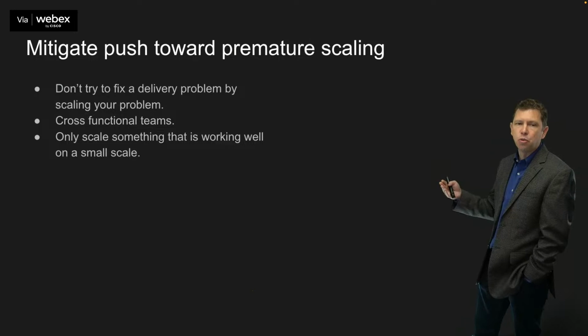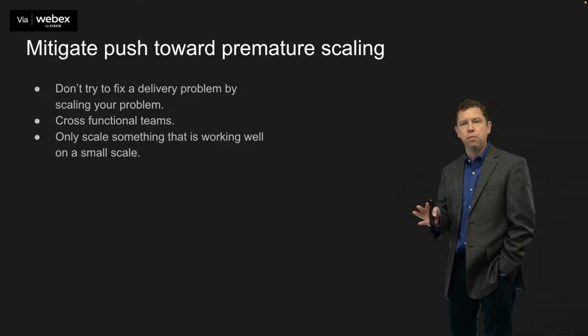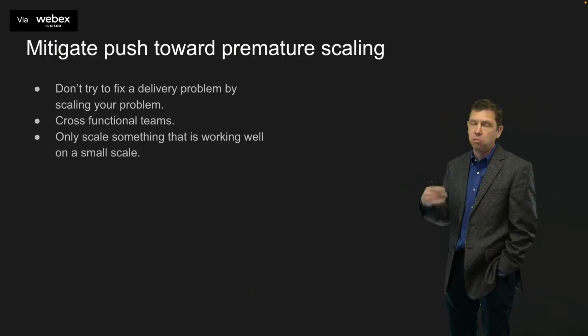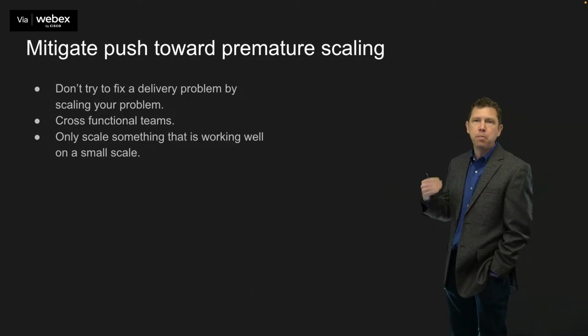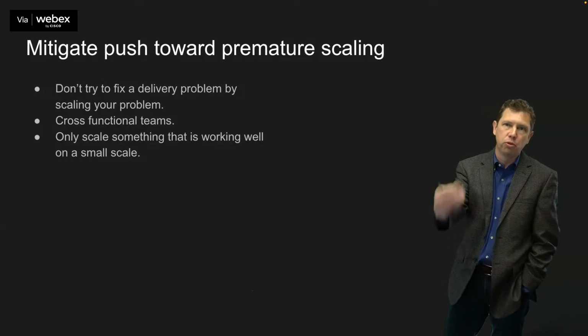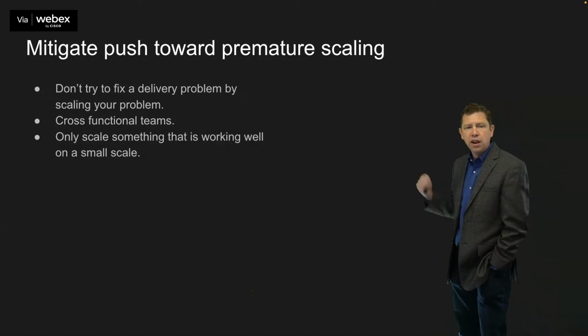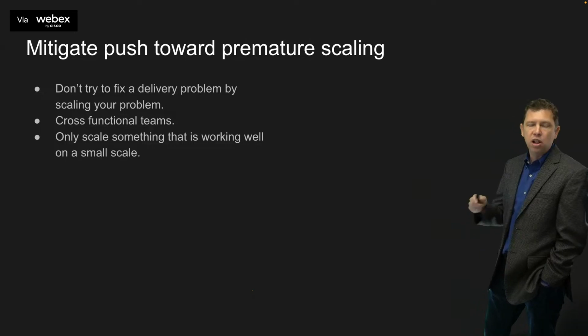Cross-functional teams is another way to mitigate a push toward premature scaling, making sure that you've got a team with 5, 6, 7, 8, whatever small number that is, of people that can actually deliver something all the way through into the customer's hands. And only scale something that's working well on a small scale.